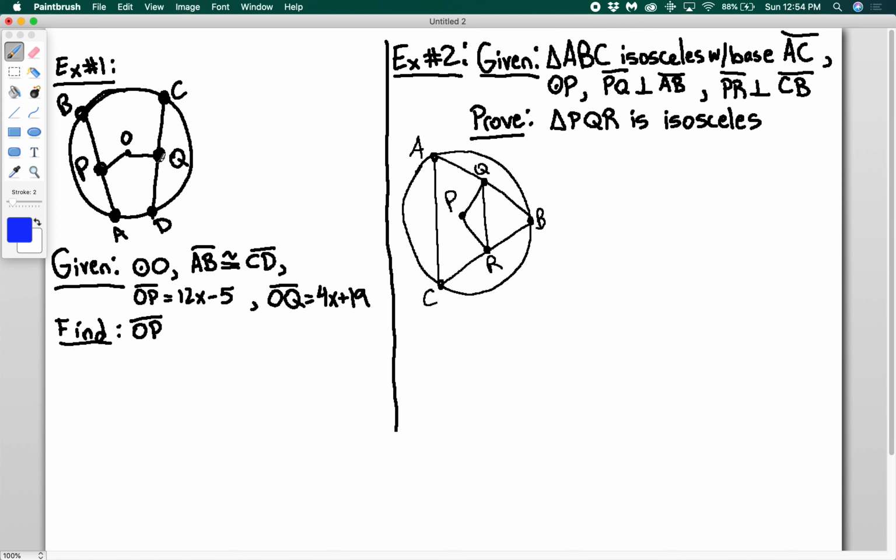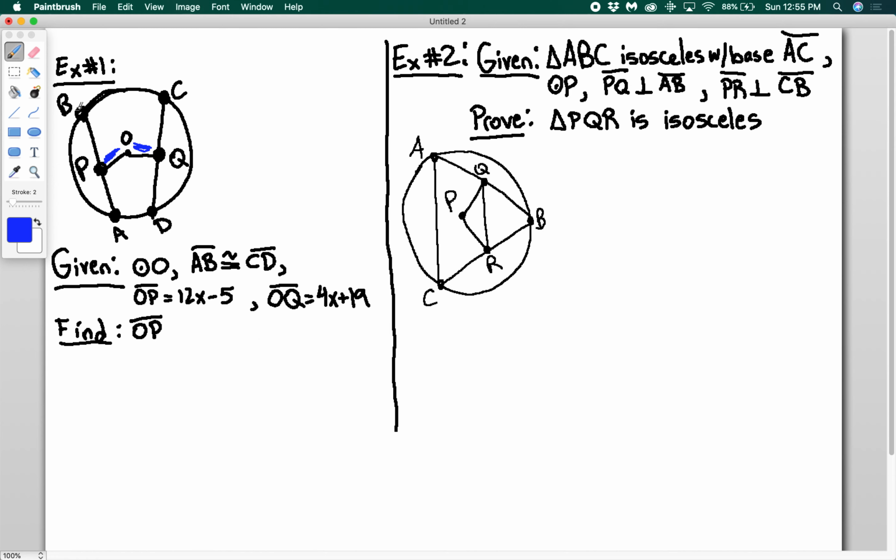Let's do a problem like this. I have a circle with a center at O. Chord AB is congruent to chord CD, and I'm given some distances here. I'm told that OP, this little distance here, is equal to 12x minus 5, and OQ, this distance here, is equal to 4x plus 19. And I want to find the length of OP.